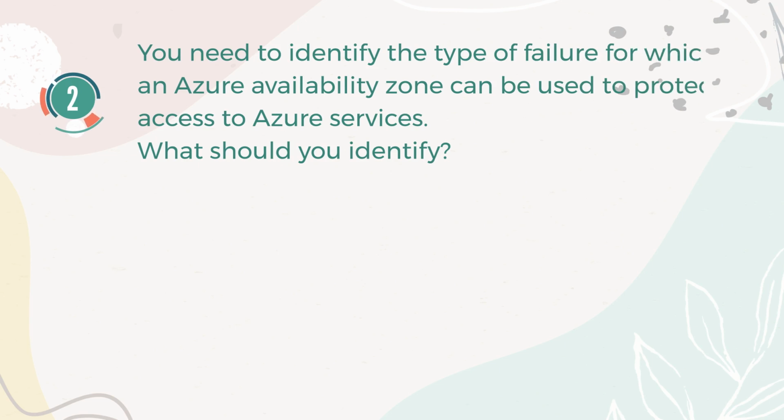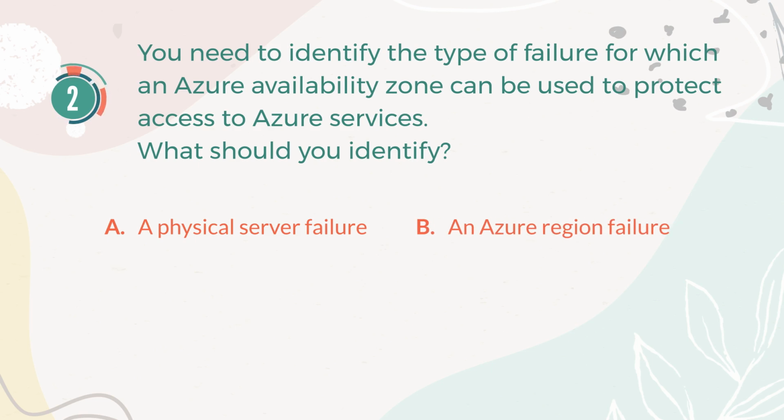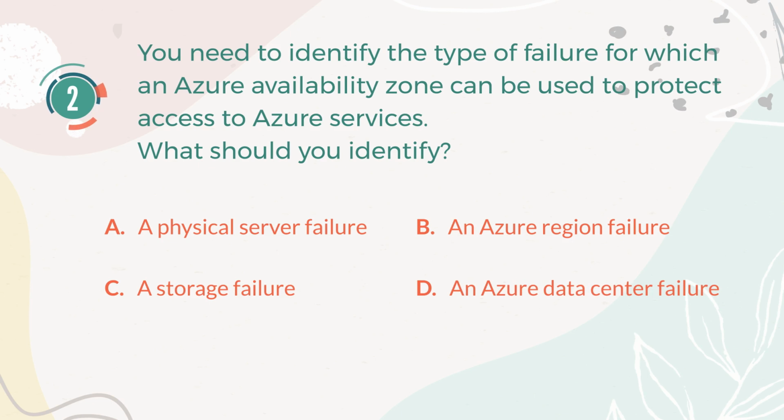Number 2. You need to identify the type of failure for which an Azure Availability Zone can be used to protect access to Azure services. What should you identify? A. A physical server failure. B. An Azure region failure. C. A storage failure. D. An Azure data center failure. The correct answer is D. An Azure data center failure.